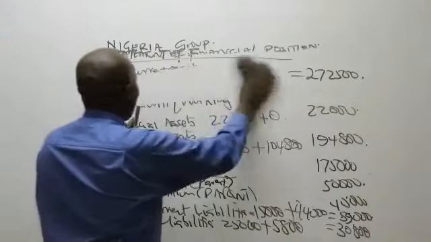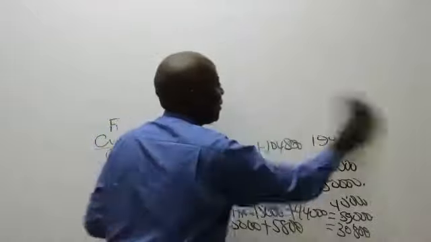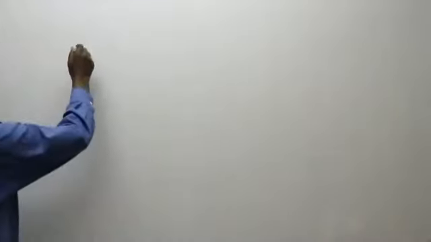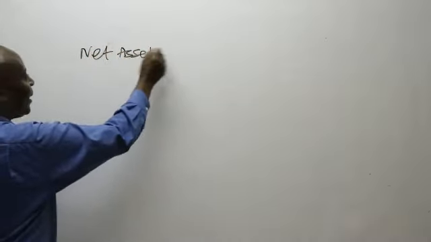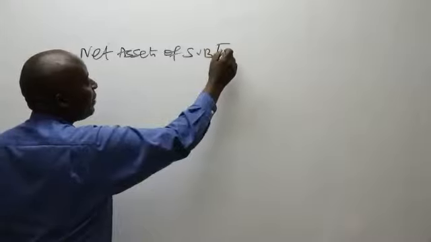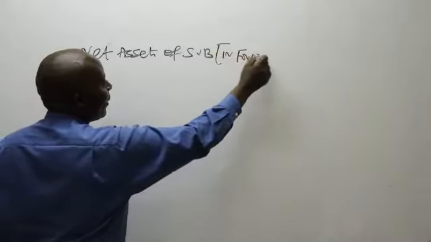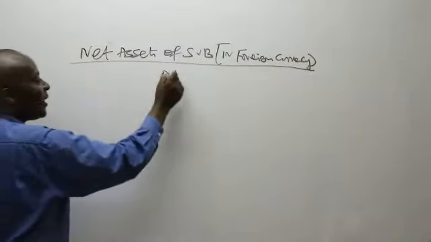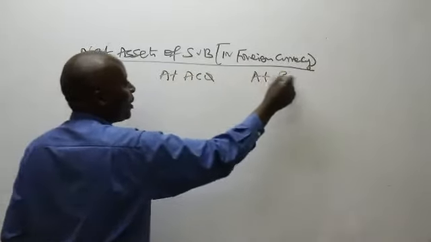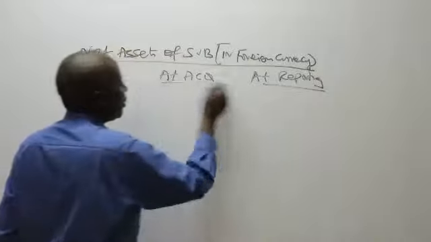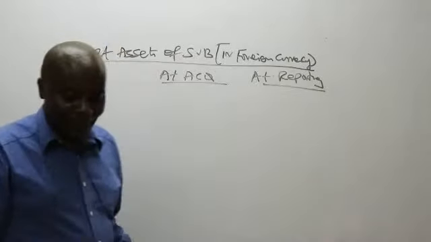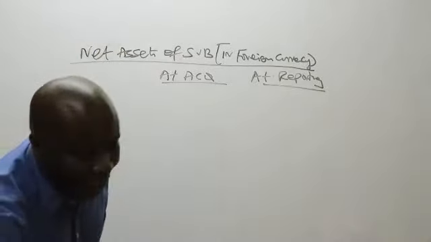Now let me first finish this balance sheet. So to complete the balance sheet, we start with the net assets of the subsidiary. Write net assets of the subsidiary now. These must be given in foreign currency. Remember, net assets is at acquisition and at reporting. It's net assets at acquisition and net assets at reporting.